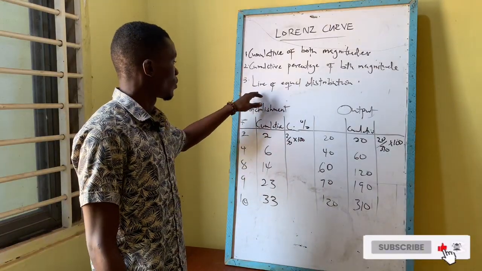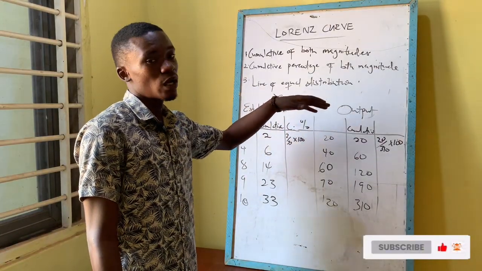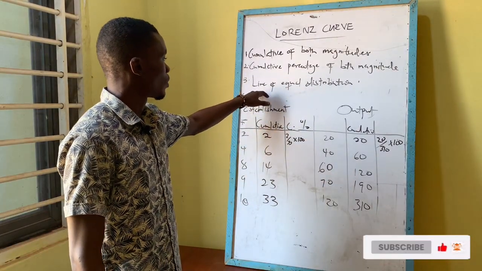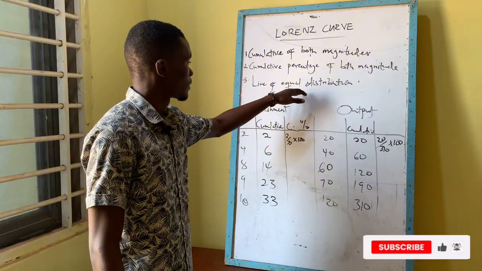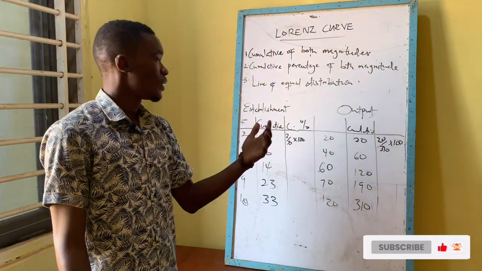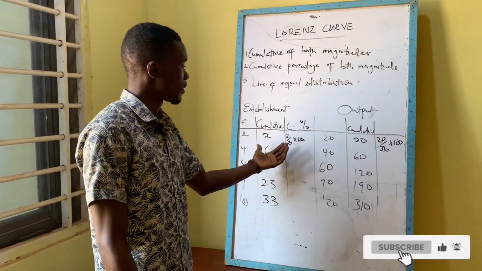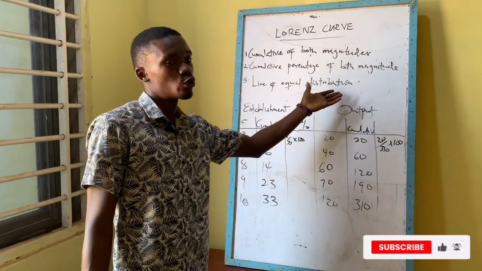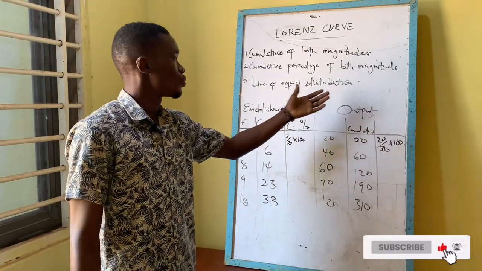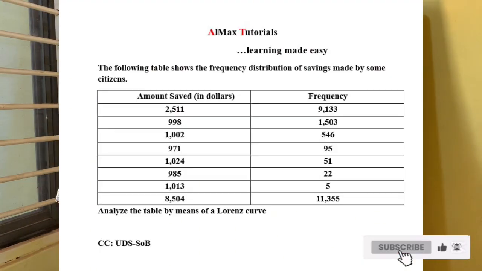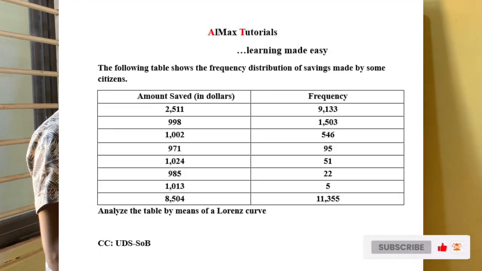Then the line of equal distribution is only done when we are doing the construction. So when we reach there, I will explain it to you. But what the line of equal distribution simply means is that it is a line which shows that, supposing the establishments contributed the same amount of output, then the curve is supposed to lie on the line of equal distribution, right? So I will explain that in the construction of the Lorenz scale. So I have an example that I want us to look at.